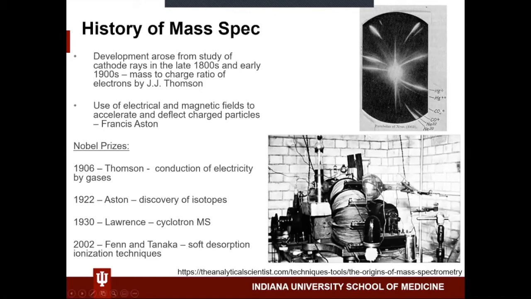It has resulted in a number of Nobel Prizes for mass spectrometry and related science. In 1906, Thomson won the Nobel for conduction of electricity by gases. In 1922, Aston for the discovery of isotopes. 1930, Lawrence for the cyclotron. And in 2002, Fenn and Tanaka for their soft desorption ionization techniques.